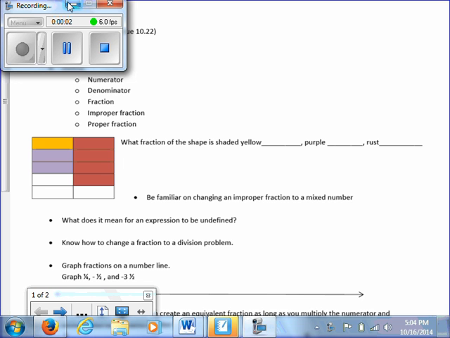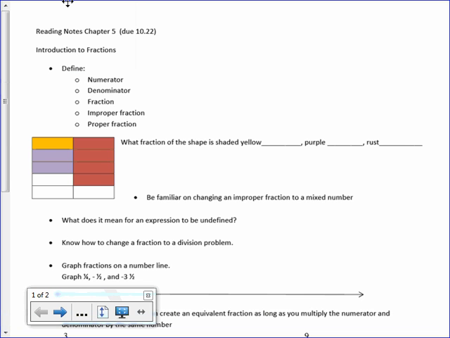Okay, this video is going to be about the beginning parts of fractions, an introduction to fractions. I'm going to start by talking about the basic terms of fractions. We have a numerator. So let's first of all talk about a fraction.